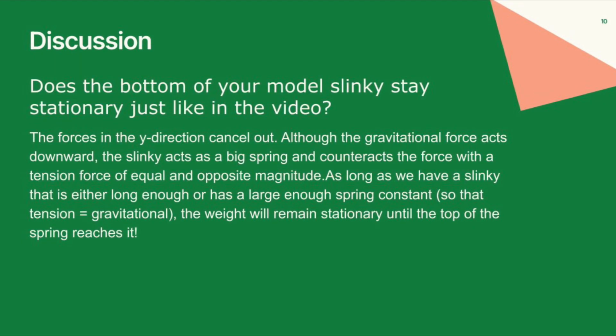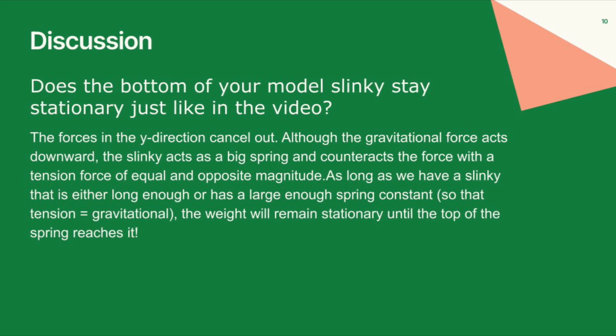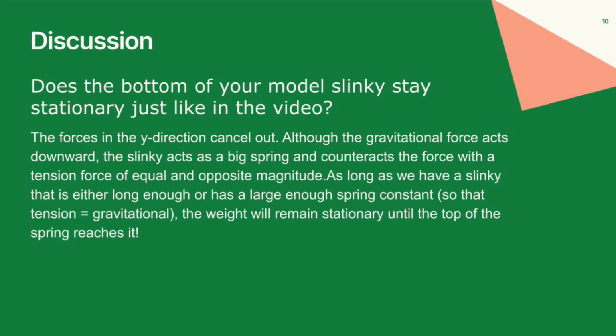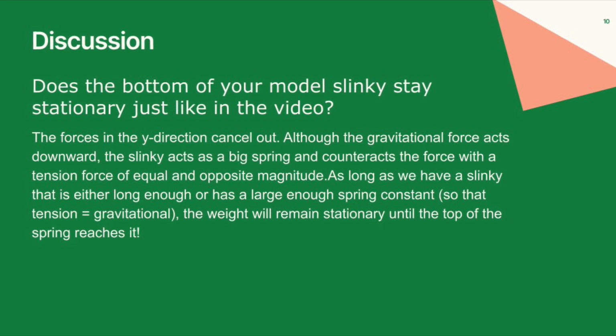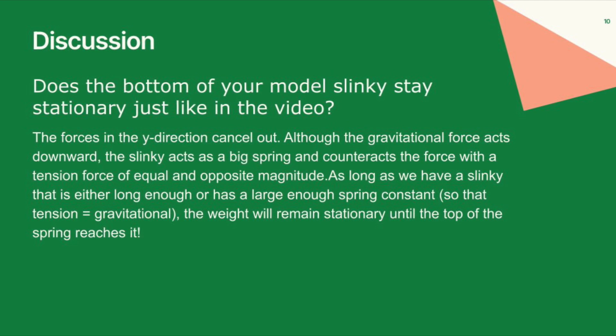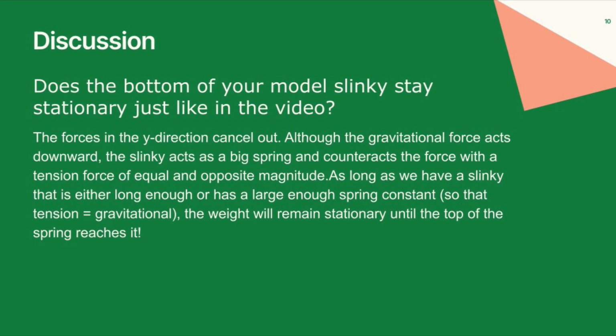Does the bottom of your model slinky stay stationary just like the video? The forces in the y direction cancel out. Although the gravitational force acts downward, the slinky acts as a big spring and counteracts the force with a tension force of equal and opposite magnitude. As long as we have a slinky that is either long enough or has a large enough spring constant so that tension equals gravitational force, the weight will remain stationary until the top of the spring reaches it.